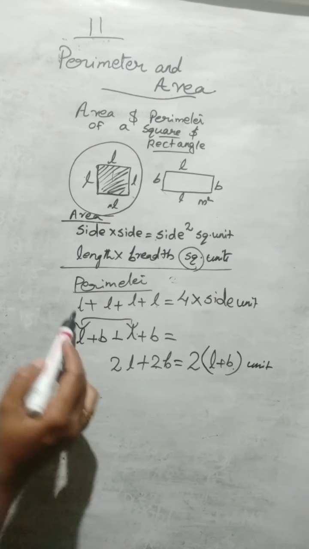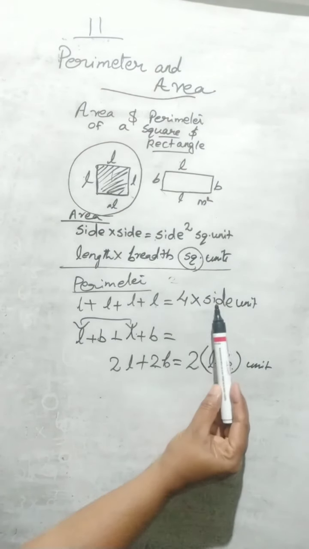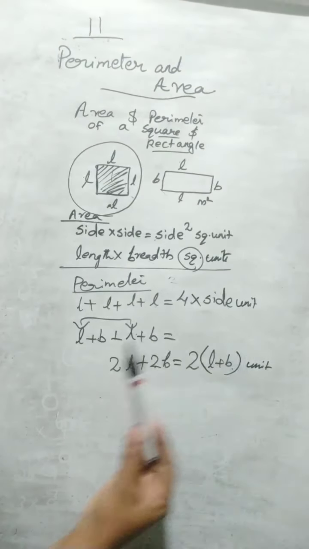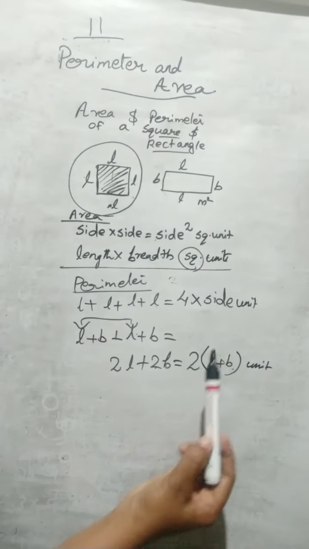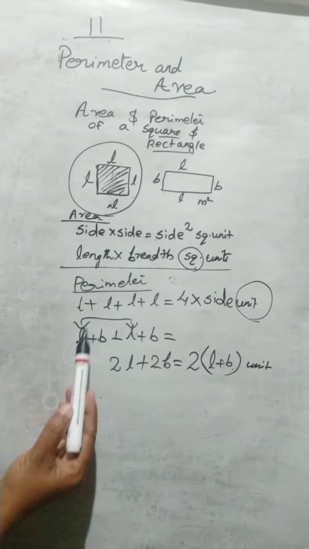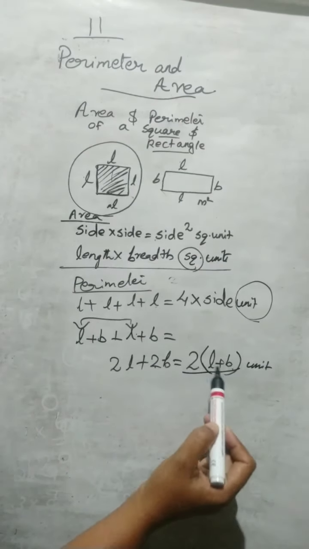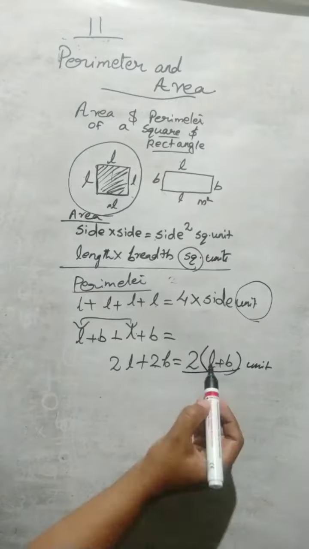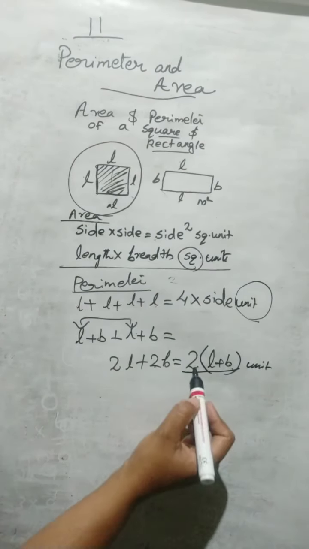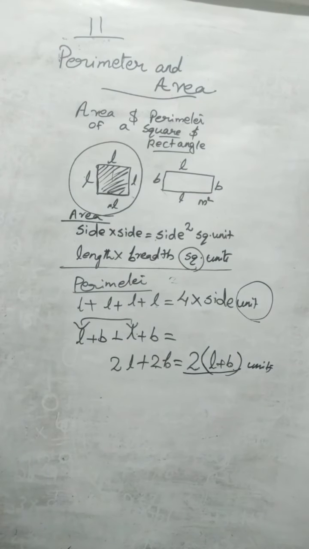So we can say perimeter of a square is equal to 4 times side, 4 into the length of one side. Unit will be the unit of the side. Then for a rectangle, 2 times length plus breadth. First we have to find the sum of length and breadth, then multiply by 2. That much units. Clear for you? Next.